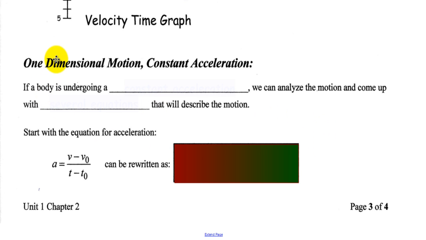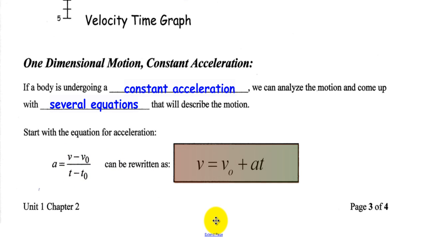Moving on. Okay, if a body is undergoing a constant acceleration, we can analyze the motion and come up with several equations that will describe the motion. So this was that equation we were looking at earlier. This is the equation we had from the slope of the line of a v versus t graph. So it's two ways of looking at the same equation. So that's one equation.